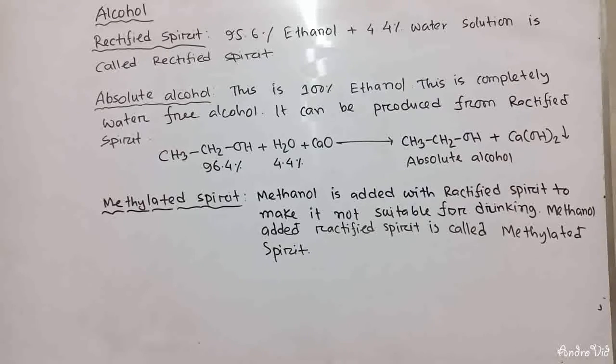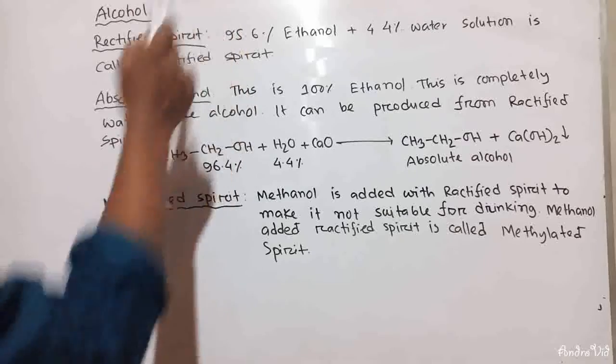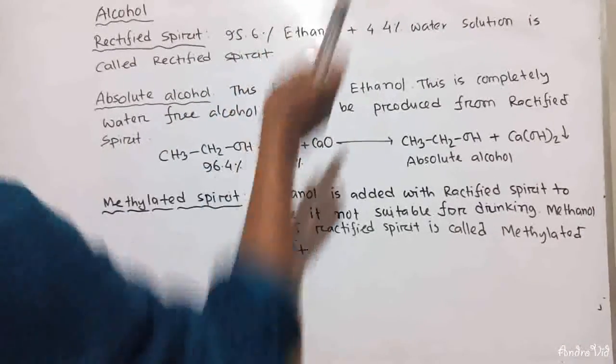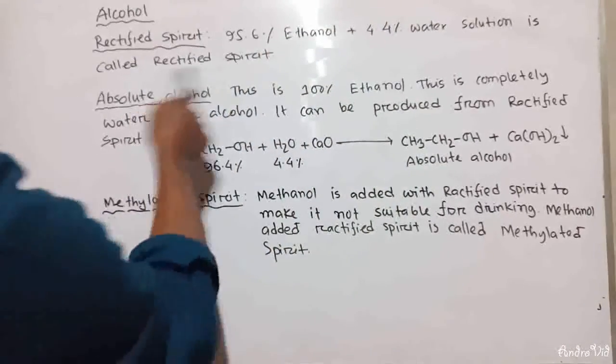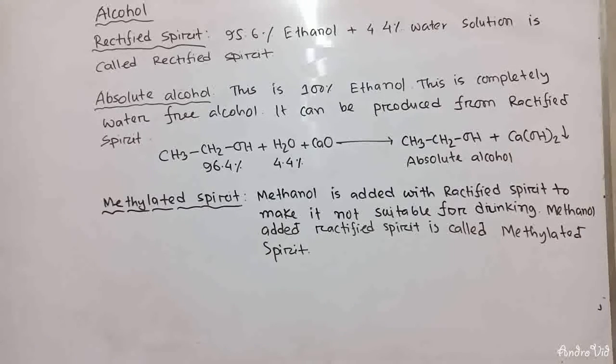So dear student, now different types of alcohol: rectified spirit, absolute alcohol and methylated spirit. What is rectified spirit? Basically 95.6% ethanol plus 4.4% water solution is called rectified spirit.